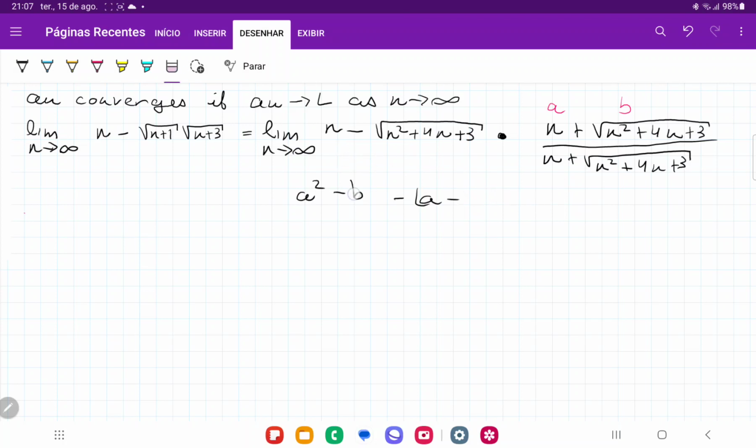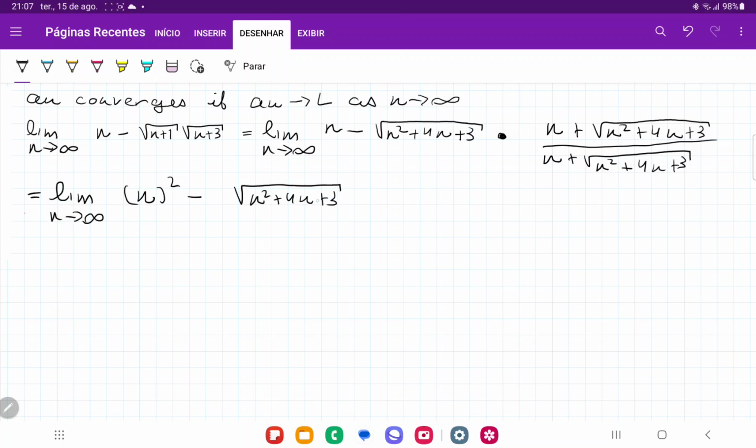So when we do this, this is going to be equal to the limit as n approaches infinity of n squared minus the square root of n squared plus 4n plus 3, all of this squared, over n plus the square root of n squared plus 4n plus 3. Okay, so that is definitely an improvement for us. And now we're just going to simplify this.